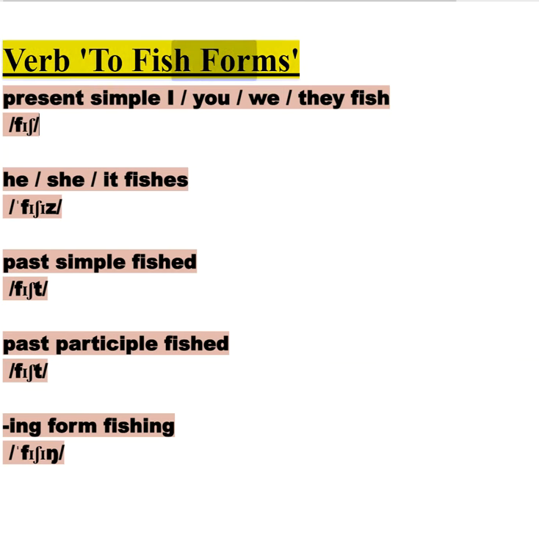Verb to fish forms. Present simple: I, you, we, they fish. He, she, it fishes. Past simple: fished. Past participle: fished. Ing form: fishing.